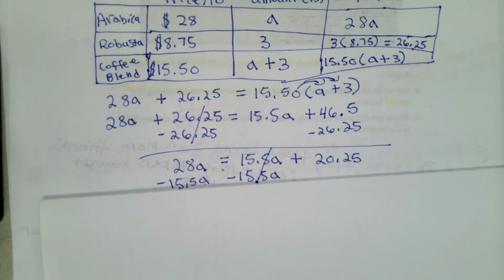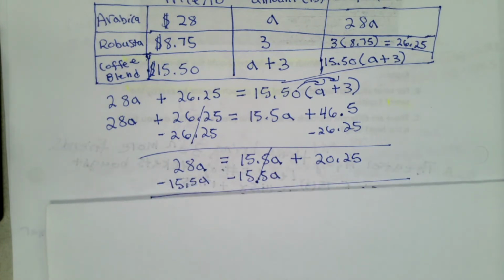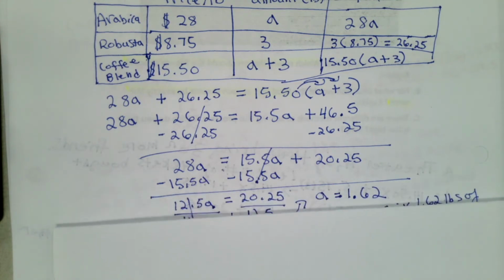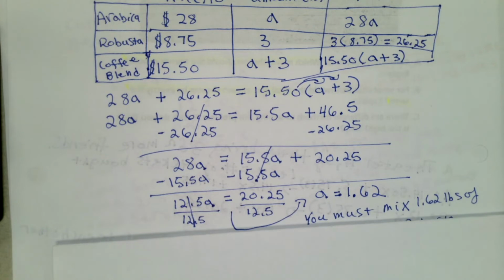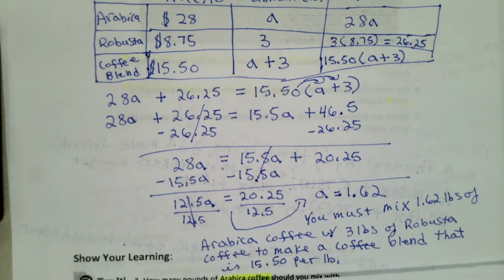Finally, last but not least, we subtract our A's on each side, because remember, A's on one side, numbers on the other. And then last, but certainly never least, we have 12.5A is equal to 20.25, so we're going to divide. And then that's going to give us 1.62. Since this is a word problem, we can't just leave it like that. So you must mix 1.62 pounds of Arabica coffee with 3 pounds of Robusta coffee to make a coffee blend that is $15.50 per pound.